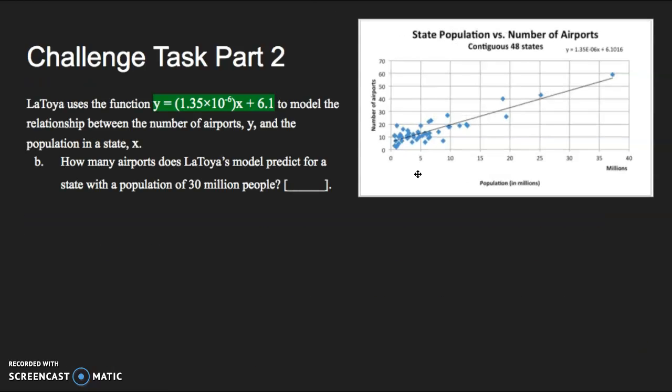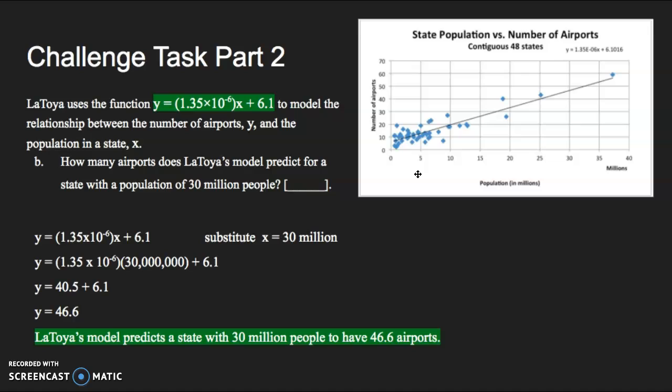So part 2. Latoya uses the function y equals 1.35 times 10 to the negative 6 times x plus 6.1 to model the relationship between the number of airports y and the population in a state x. How many airports does Latoya's model predict for a state with a population of 30 million people? So go ahead and pause the video.